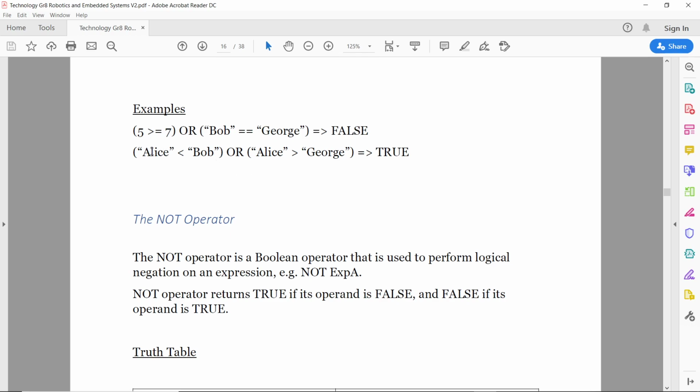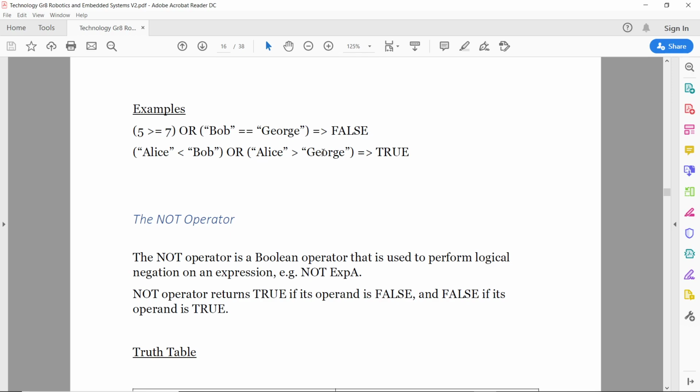Okay, let's have a look. The first statement says Alice is less than Bob. Yes, capital A is less than capital B. So Alice is indeed alphabetically less than Bob. So that is true. As soon as I've got one true, I know I'm going to get true. I don't even have to evaluate this side. As soon as I've got a true, I know my output's going to be true for an OR. But let's check this side anyway.